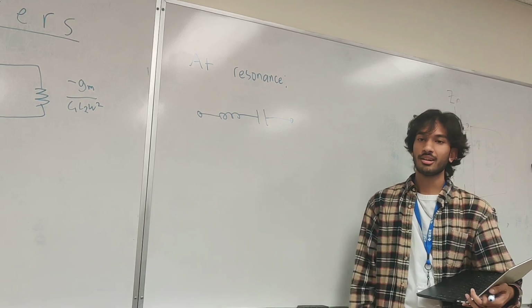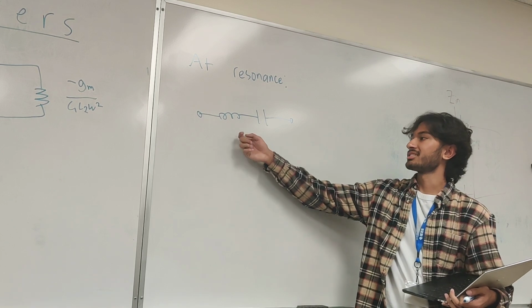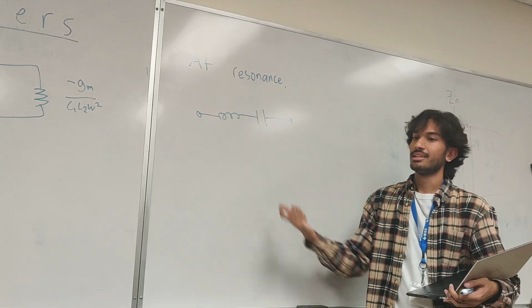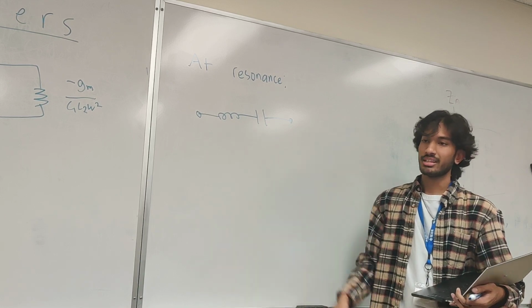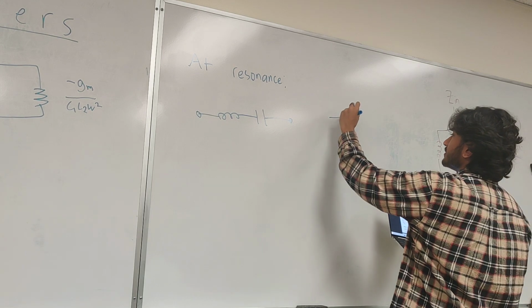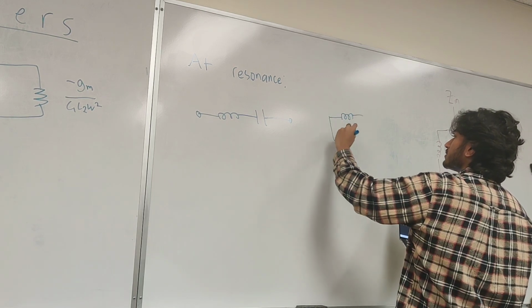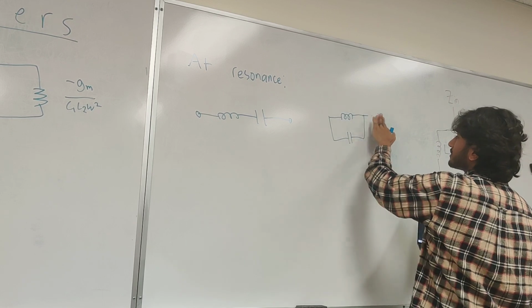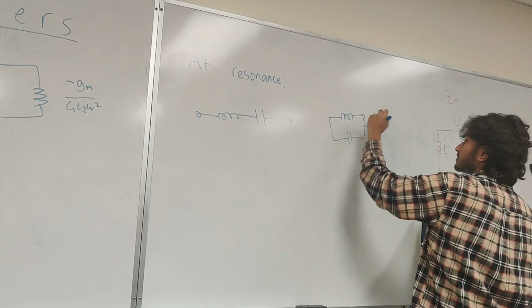Opposite, right? So this has an impedance of like R, this would be negative R, vice versa. So one's negative, one's positive. They subtract, you get 0 at resonance. If these were in parallel, right? What happens here?